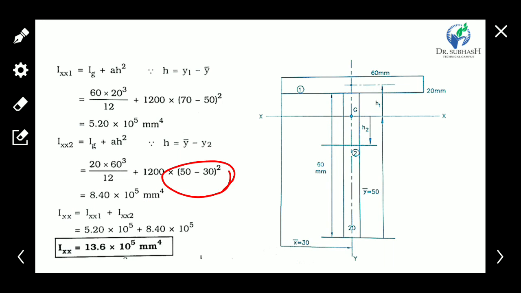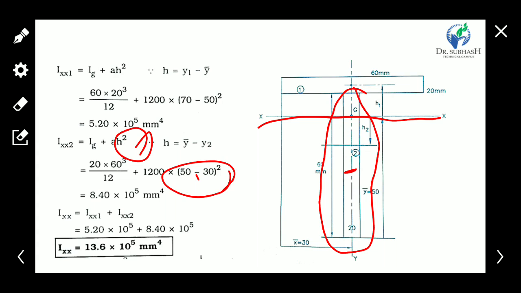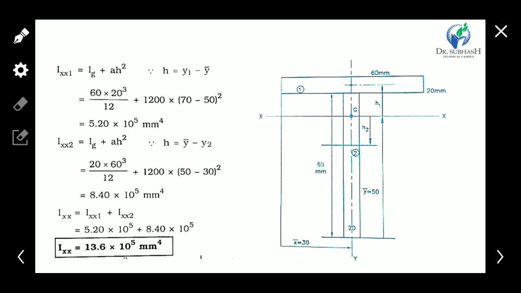So 50 minus 30 we can get the H2 here, distance of x-axis to CG of this rectangle. Okay, rectangle ના CG થી x સુધીનું distance બરાબર છે, એને H2 કે અહીંયા H2 બરાબર છે, અહીંયા H1. We can write here H1 and here H2. Now we easily get the value of Ix2. It's the moment of inertia about this x-axis for the second element.